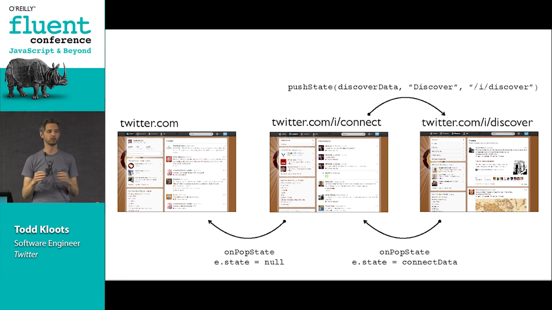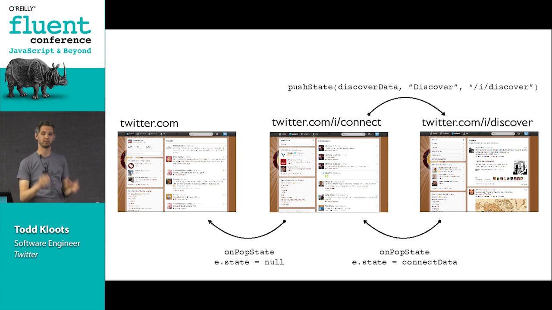Okay, so we're almost back to our original point of origin. We're on the connect page. We're going to hit back again. We're going to go back to twitter.com. Now, what's interesting here is your popState event listener is going to get called again, but the state property is going to be null. And the reason for that is because the user initially navigated to that first page, but they didn't do that via pushState. So there's no state object in the history representative of that particular point in time.